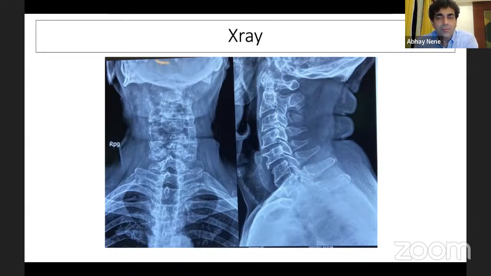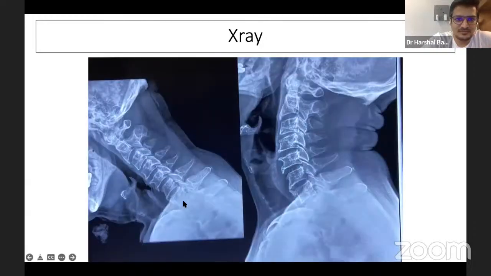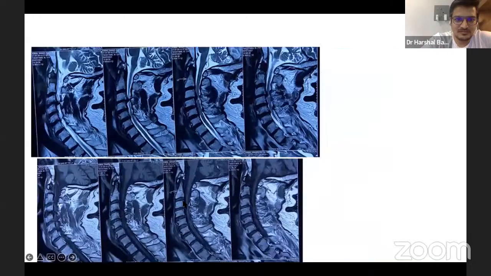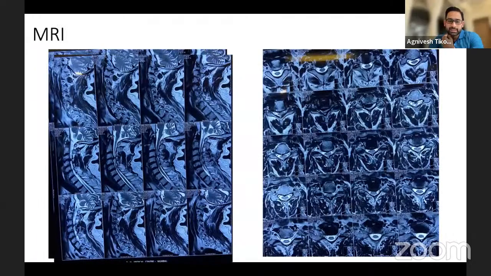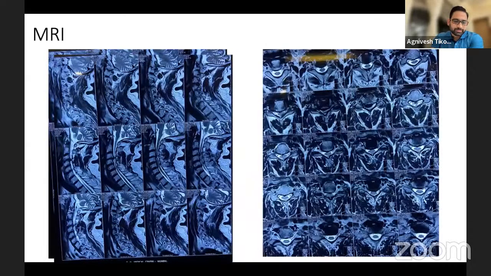Okay. Go ahead, Subhanshu. Subhanshu, you said less than 10 degrees is not called scoliosis. So what is it called? You refer to it as asymmetry, right? Spinal asymmetry. Okay. Describe your MRI.